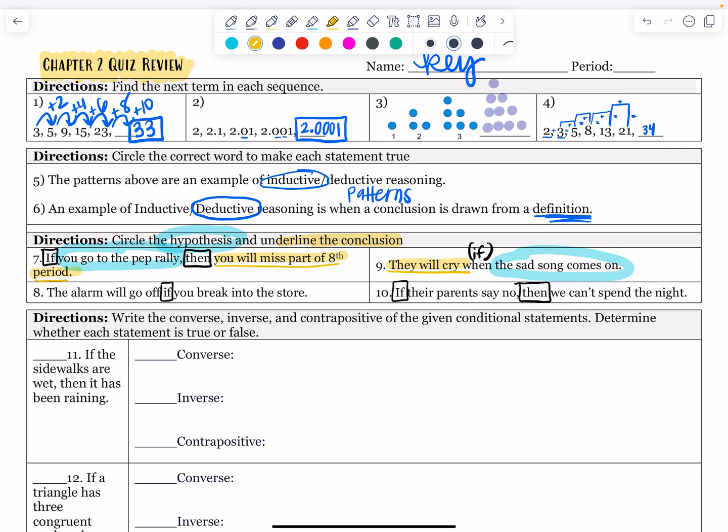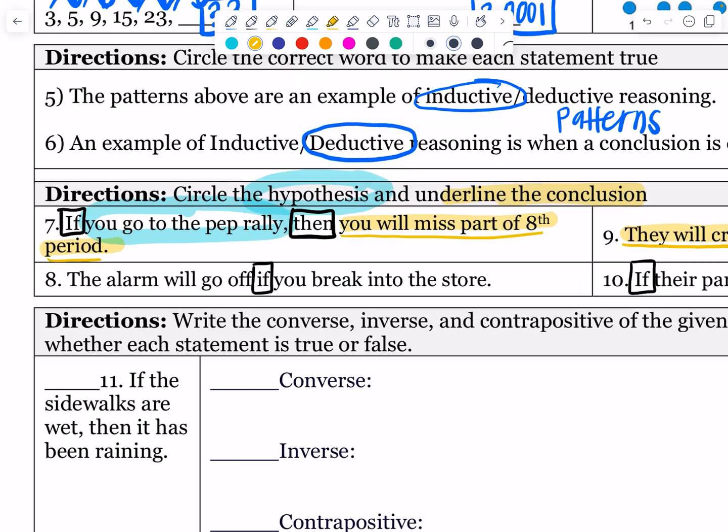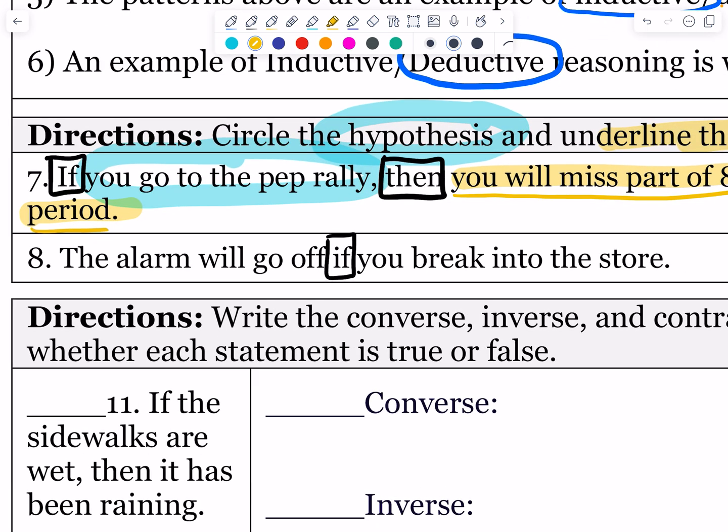All right. Now, number 8, they switch the hypothesis and the conclusion. They don't go an if-then statement. They actually switch it to a then-if statement, but grammatically, we're not ever going to start a sentence with the word then. And so our hypothesis is going to be you break into the store, which triggers a response. What response does that trigger? Well, when you break into a store, what happens? The alarm will go off. So the alarm sounds. The alarm is not going to go off unless that happens.